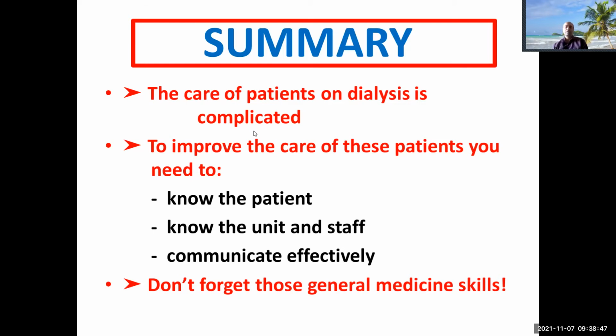Okay, take care. To improve the care of these patients, you need to know the patient first. You should know who the complicated patient is, who the risky patient in your unit is, who the problematic patient is, and who the sickest patient is that you should take care of. Know the unit and the staff. You should know everything in your unit for any emergency, who you will call, who the charge nurse is, and who the team leader is for code blue or the code team. You should know that and communicate effectively.